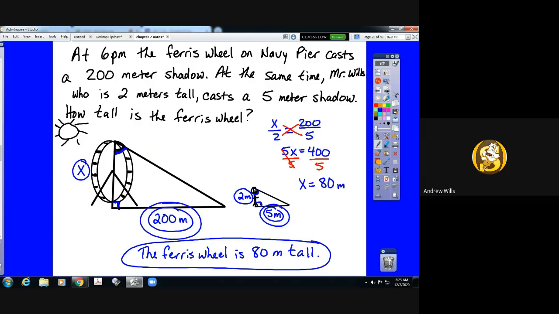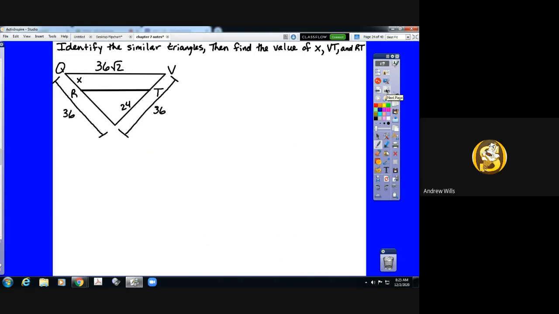Okay, last problem for the day. Identify the similar triangles, then find the value of X, VT, and RT. So again, there's a couple things about this problem. One, we've got nested triangles again, which means that we definitely have similar triangles, okay, but they're nested.